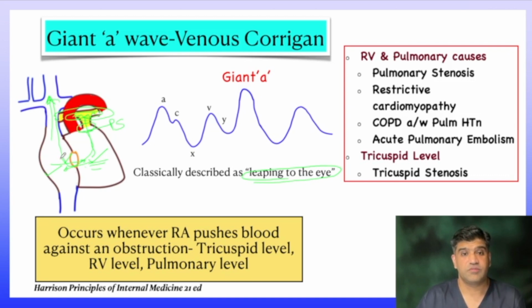Such as at the tricuspid level, like tricuspid stenosis, right ventricular restrictive cardiomyopathy, pulmonary stenosis, pulmonary hypertension as seen in COPD, or acute pulmonary embolism.